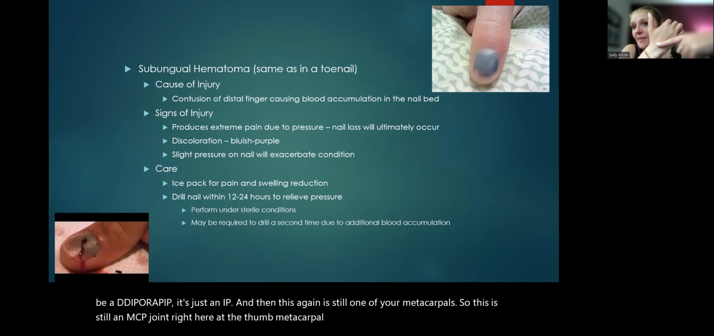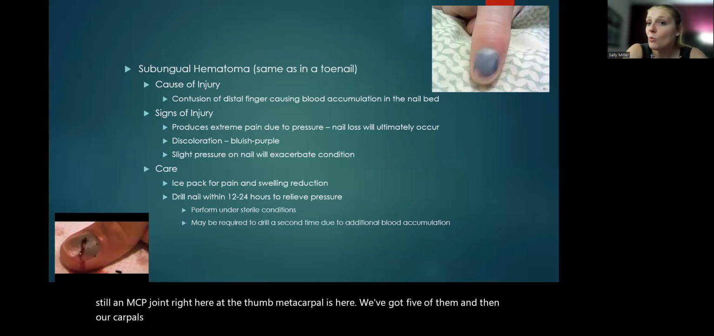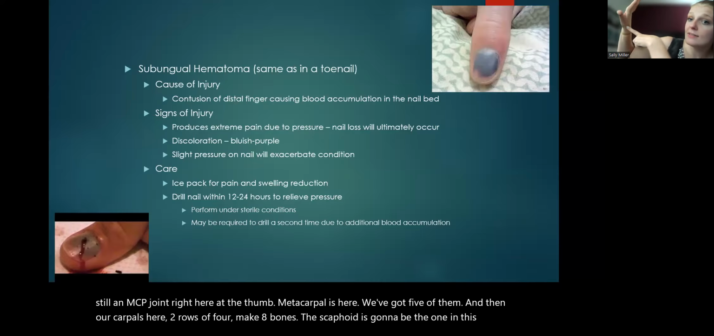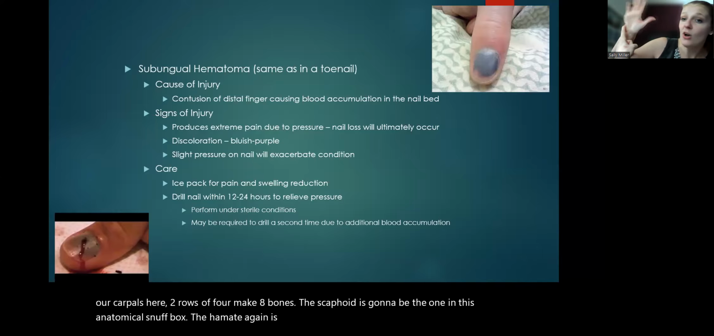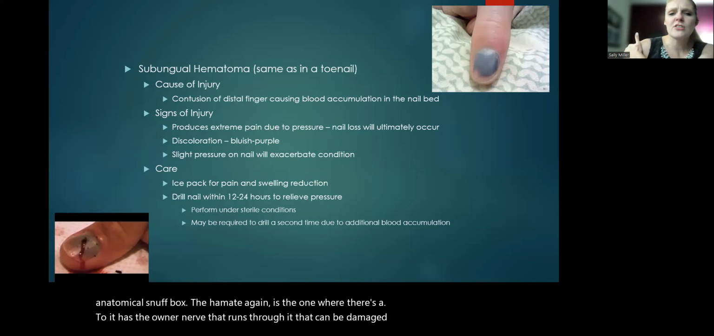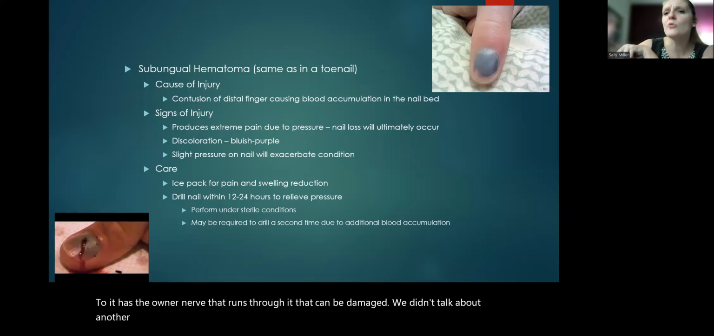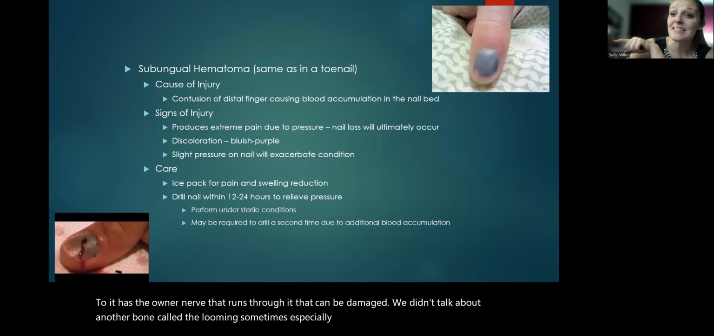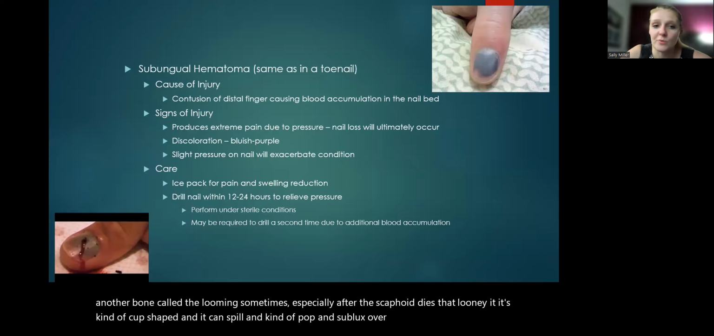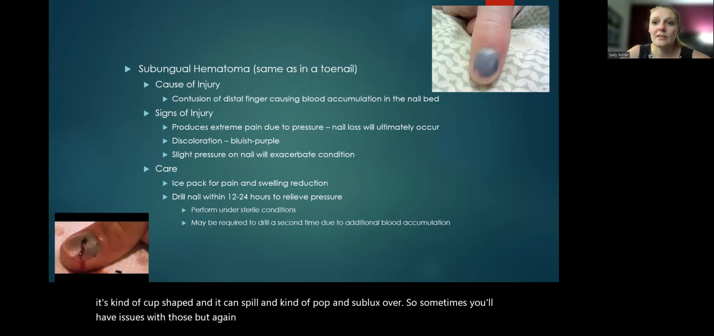Metacarpals here, we've got 5 of them. And then our carpals here, 2 rows of 4, make 8 bones. The scaphoid is going to be the one in this anatomical snuffbox. The hamate, again, is the one where there's a hook to it. It has the ulnar nerve that runs through it. That can be damaged. We didn't talk about another bone called the lunate. Sometimes, especially after the scaphoid dies, that lunate, it's kind of cup-shaped and it can spill and kind of pop and sublux over. So sometimes you'll have issues with those. But again, hand stuff, even though it is just a finger, just a toe, just a knuckle, it can be very serious if left untreated.